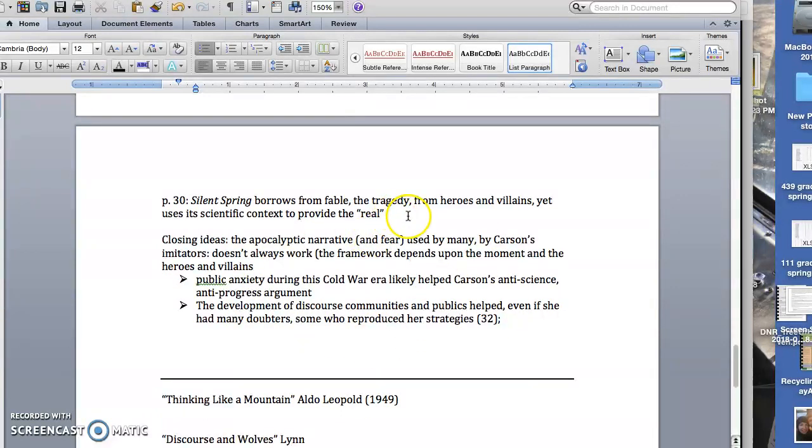You see here just a few closing ideas. The apocalyptic narrative and fear can be used by many, including by Carson's imitators, but as the article points out, it doesn't always work. The framework depends upon the moment. Who are the heroes and villains? What public anxieties are going on at the time? What are the discourse communities and publics involved? And of course, it's probably just a short-term fix. Something longer term to sustain interest will be needed.